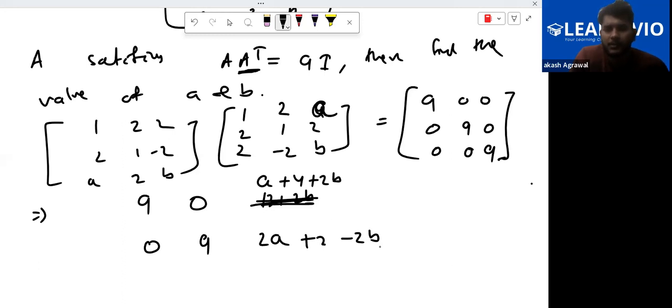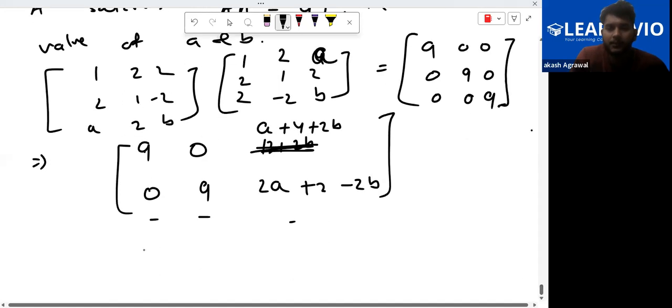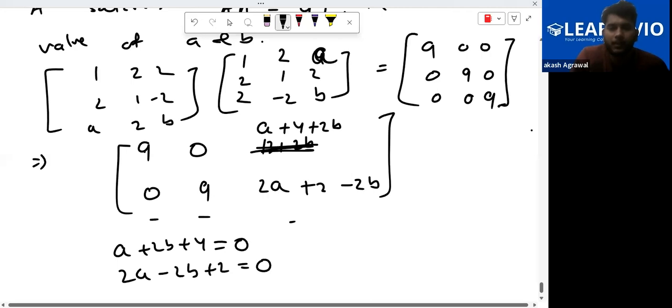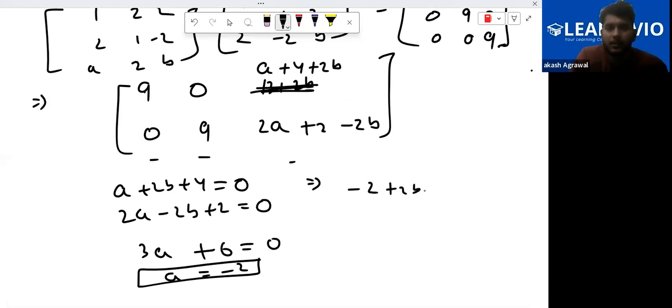Okay, so we got the two equations. Whatever it be, you have to multiply. Okay, I am leaving it like this. Now we can compare and get the answer. So we have a plus 2b plus 4 equals 0 and 2a minus 2b plus 2 equals 0. If you add these two equations, we'll get 3a plus 6 equals 0. So a equals minus 2. If a is minus 2, then we have minus 2 plus 2b plus 4 equals 0. So 2b equals minus 2, b is minus 1.